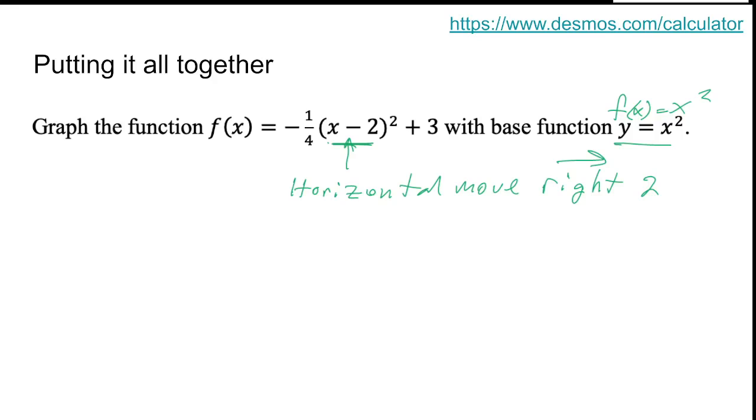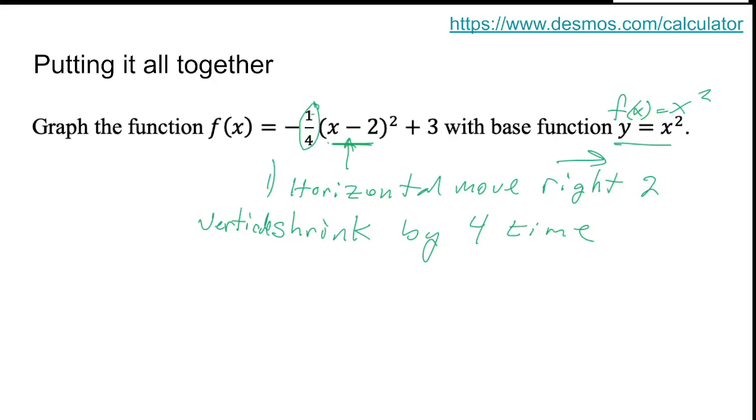Well, I get multiplied by, again, I want to think of this as 1/4. I'm going to deal with that negative separately. So 1/4 is on the outside of the function. So that's going to be a shrink. And what direction? It's on the outside, so that is a vertical shrink by 4. So it's like dividing by 4, right? So that takes care of that part.